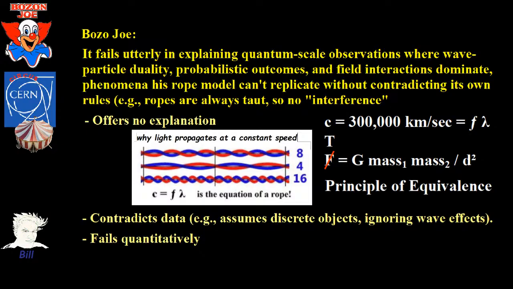He says assumes discrete objects. I don't know what he's talking about. Certainly we're not assuming discrete atoms, so I'm not sure what he's talking about when he says discrete objects. But yeah, objects, when we talk about tables and chairs, we consider them as discrete objects, even though every atom of those tables and chairs are connected to every atom in the universe. Okay, but we treat them as discrete objects. Ignoring wave effects. Well, wave effects are the torsions along the rope, so I don't know what he's talking about there either. And he says fails quantitatively. Again, no idea what he's talking about. He just throws his stuff out.